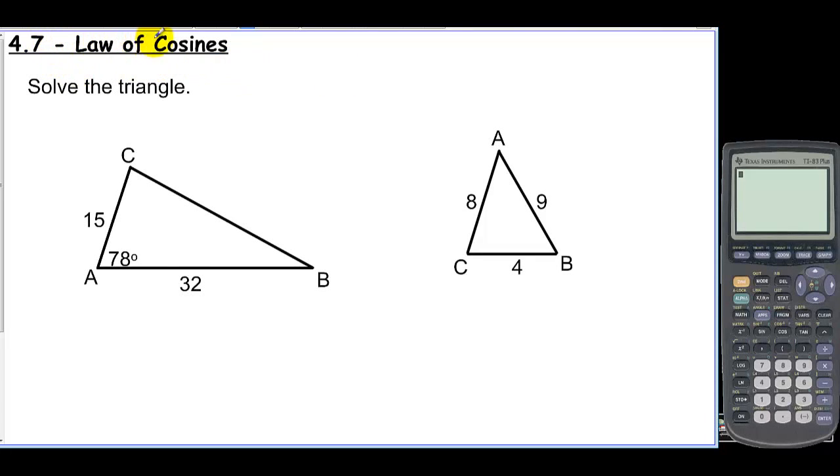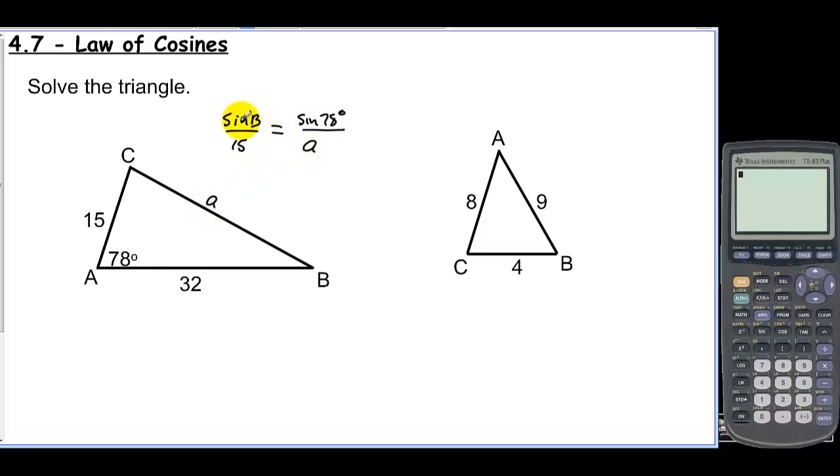Section 4.7, Law of Cosines. Solve the triangle. Here we have a triangle with side, angle, side labeled. Right now all we know is the law of sines. So if we try law of sines, we have sine of B over 15 is equal to the sine of 78 degrees over side A.